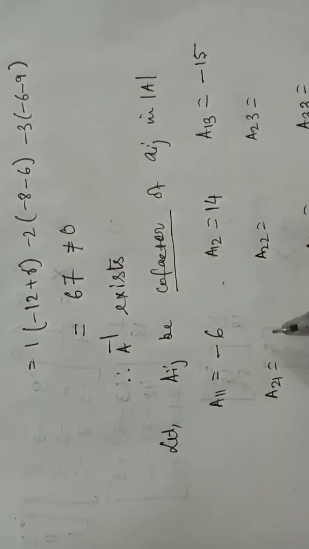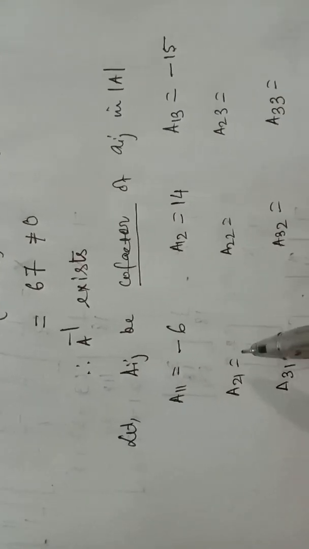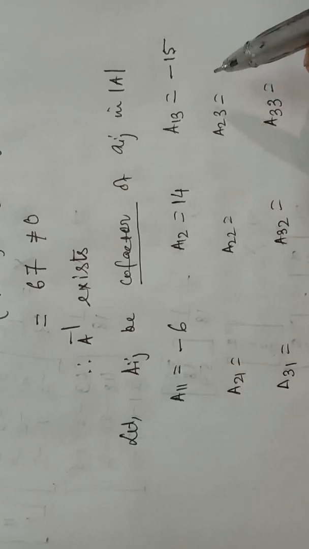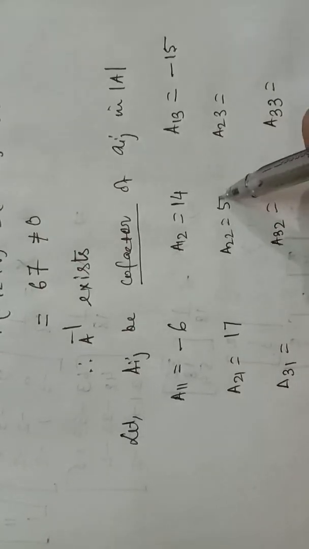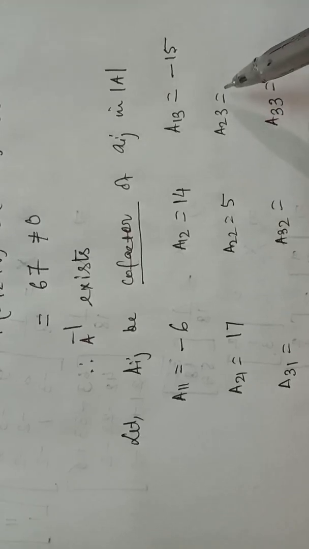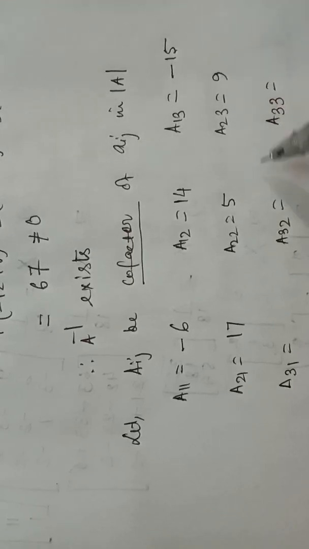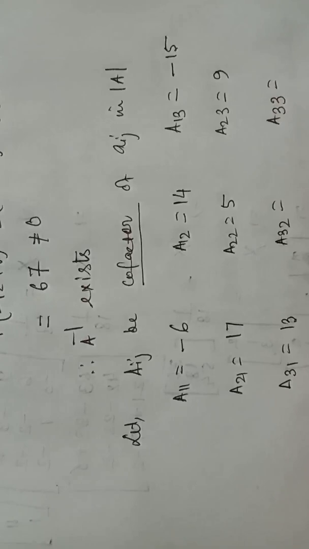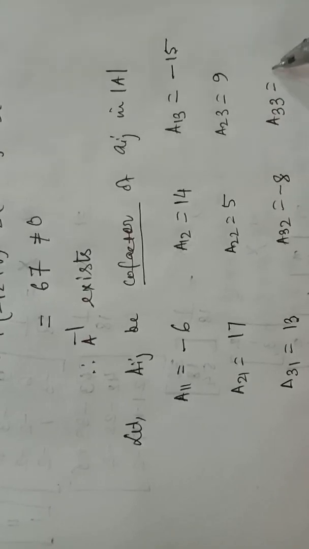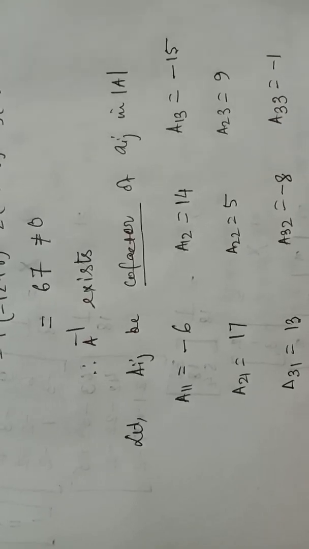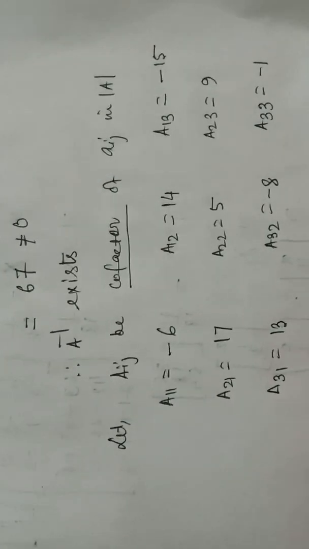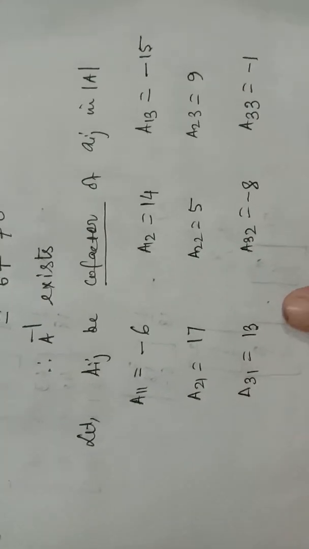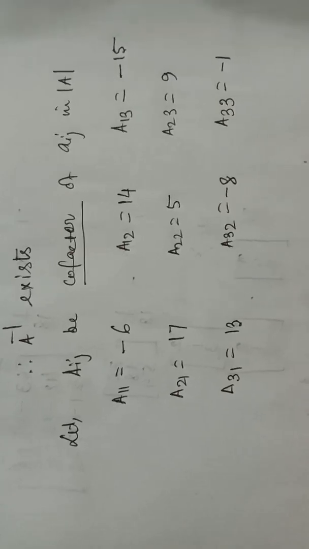So in this way, we'll find the cofactors of all the elements. The cofactors of the remaining elements will be 17, 5, 9, 13, minus 8 and minus 1. So you know how to find cofactors, and you can easily find them. So we have calculated the cofactors of all the elements.